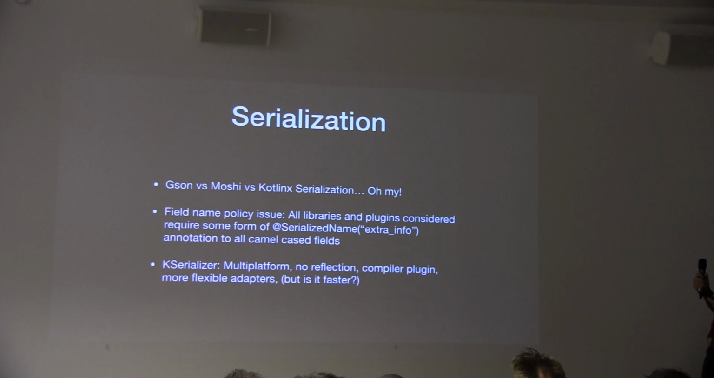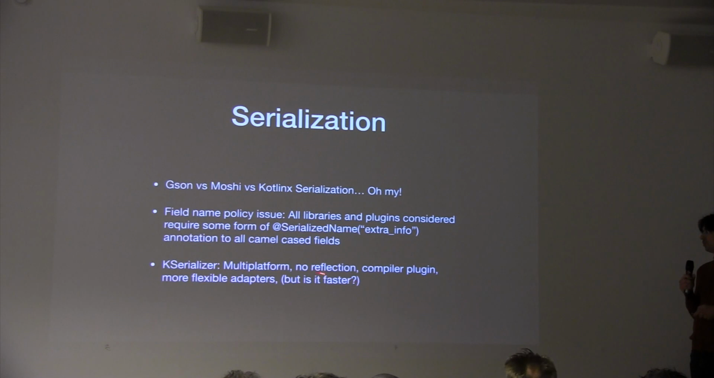That's particularly a problem in our case because a lot of our classes were camel-cased and our API was returning lowercase with underscore separation in the middle. And Kotlin serializer looks very promising. It's multi-platform. It doesn't have reflection out of the box. It's a compiler plugin, and it's way more powerful in the way you can customize your adapters.